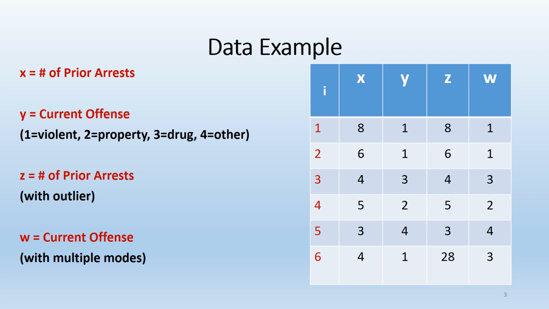Looking back over to the left, we see that X is number of prior arrests. So remember, thinking of level of measurement, number of prior arrests, where the number means something and it tells us the whole story.